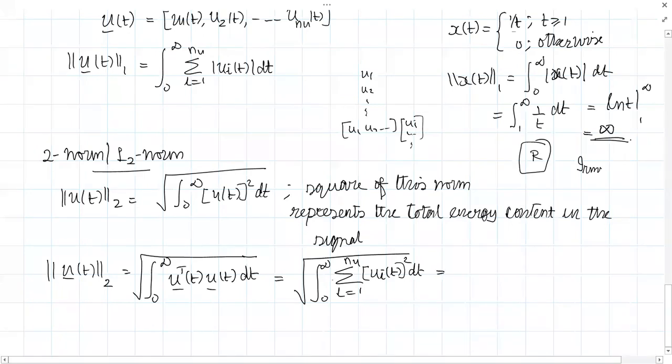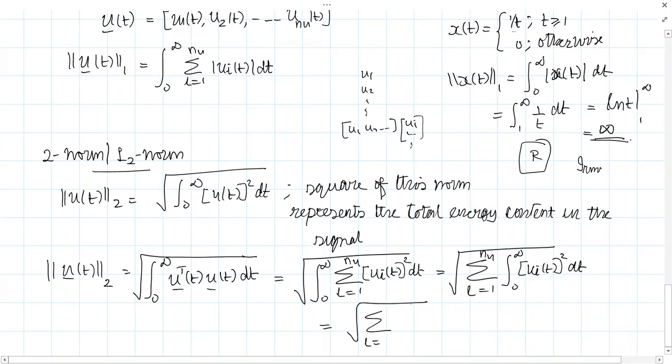So now you can interchange this summation and this integral sign. It will be sigma i equals 1 to nu of integral 0 to infinity u i of t square dt. And what is this? This is nothing but the 2 norm. So I can write root of sigma i equals 1 to nu of the norm of u i square. This is for the ith component, right? So now this will account for all the components in the signal.